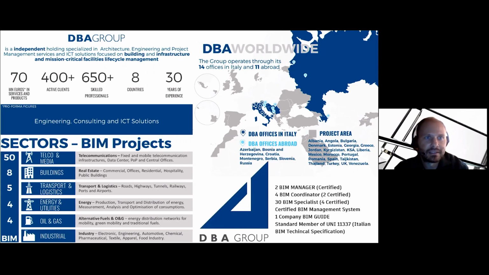DBA Group is an independent holding specialized in architectural, engineering, and project management services, and DCT solution focus on building and infrastructure and mission-critical facilities lifecycle management. In 2020, services and products were about 70 million euros. We have more than 400 active clients and more than 600 skilled professionals in the group. We operate in Italy and outside of Italy, with 14 headquarters in Italy and 11 abroad.